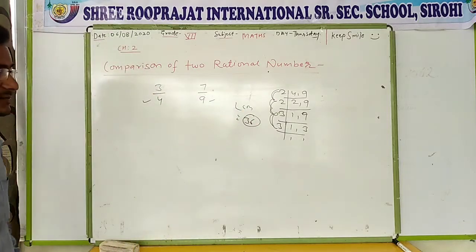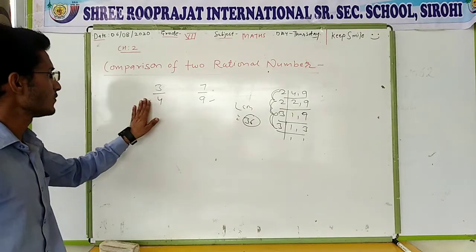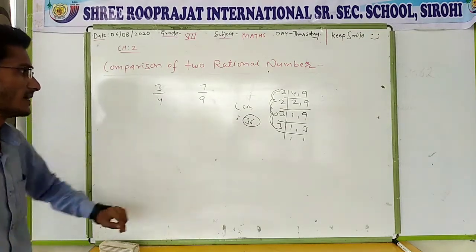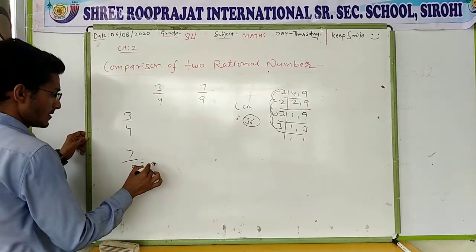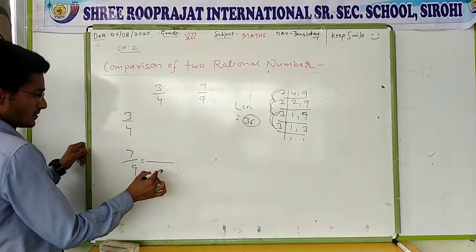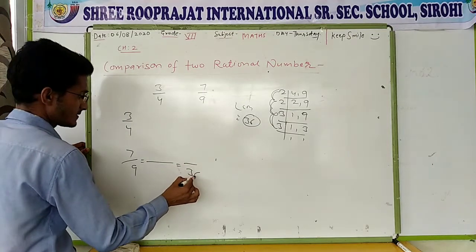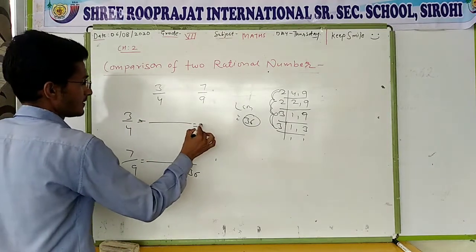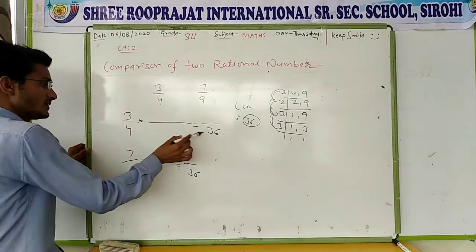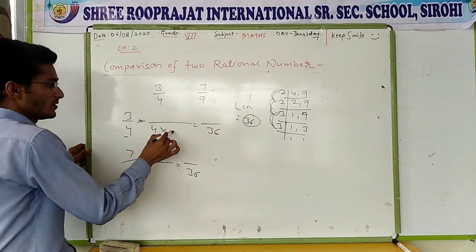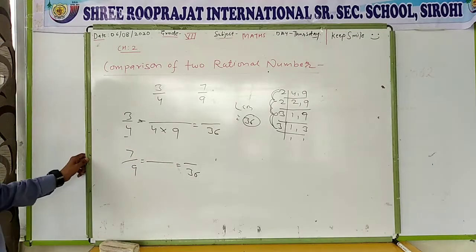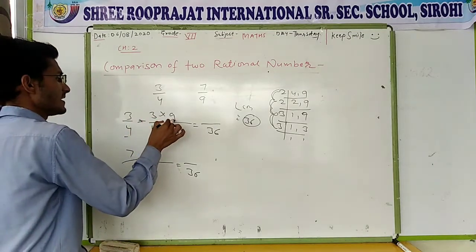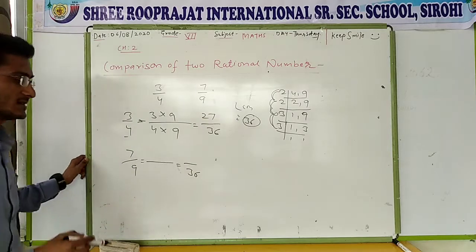So 36 is the smallest number which can be divided by 9 and 4 without getting any remainder. So 3 by 4 and 7 by 9, now you have to make it 36 and same here again 36. If you need 36 in place of 4, what will you do? You have to multiply by 9. 9 fours are 36. If you multiply the denominator by 9, same as you have to multiply the numerator by 9.